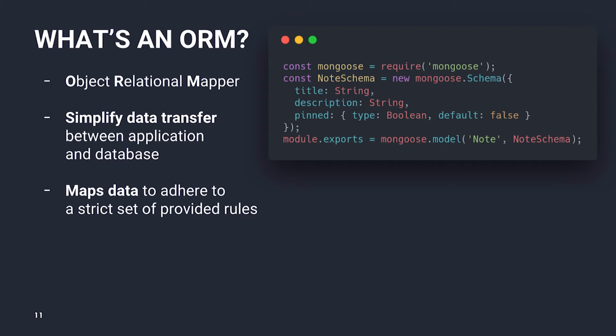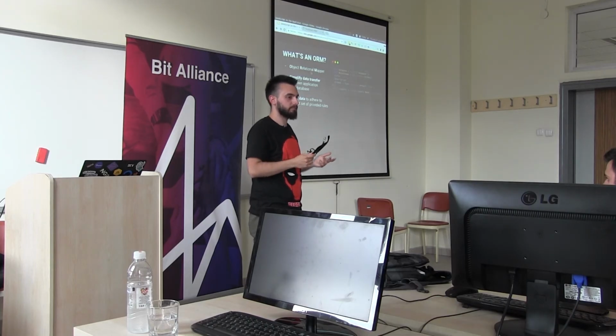ORMs are short for Object Relational Mapper. And just by the name, it kind of makes sense what it does, because it's mapping objects that are relational, kind of.